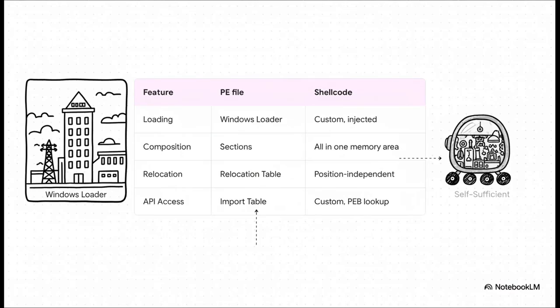Think of a normal program, a PE file, like a big office building. It depends on the city's infrastructure, right? The Windows loader comes in, sets up the electricity, the plumbing, connecting it to all the system libraries. But Shellcode? Nah, that's our survival pod. It has to bring its own power, its own water, everything it could possibly need, all packed into one tiny space. It's got to figure out how to work all by itself.